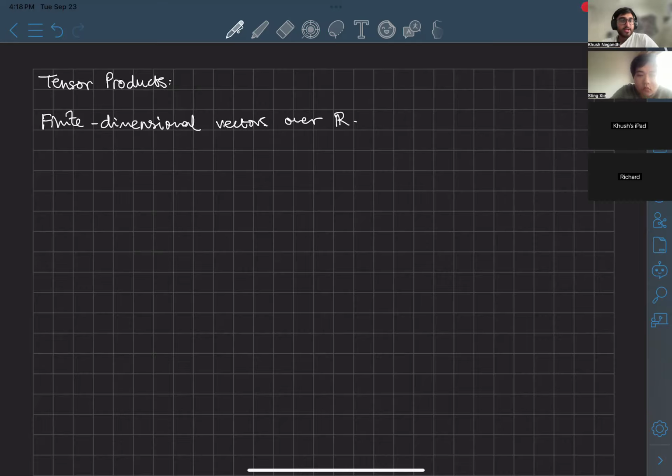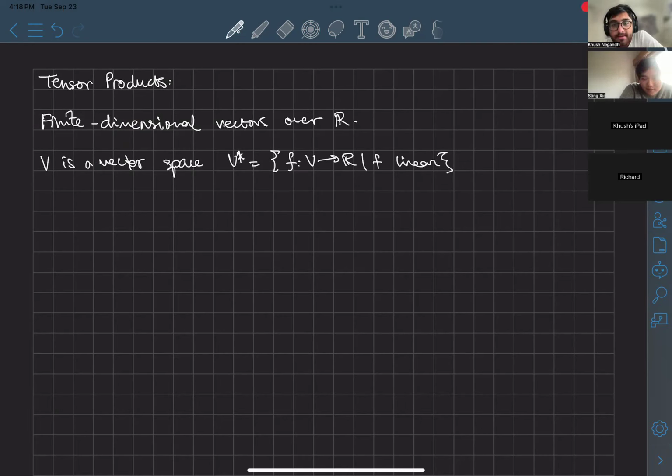Okay. So before we jump into tensor products, let's look at the following vector space. If V is a vector space, and I look at V star as being the set of all f from V to R, such that f is linear, this is called the dual space.